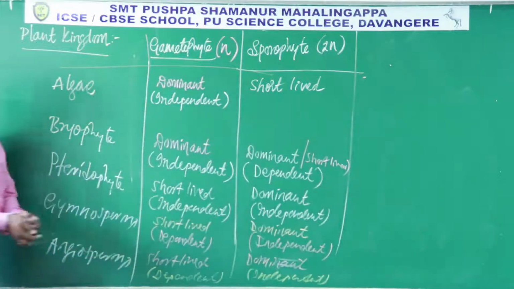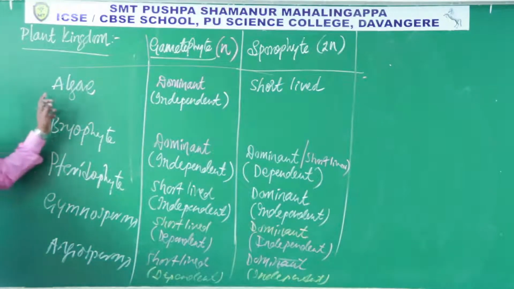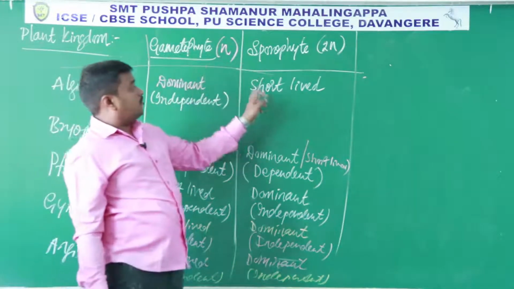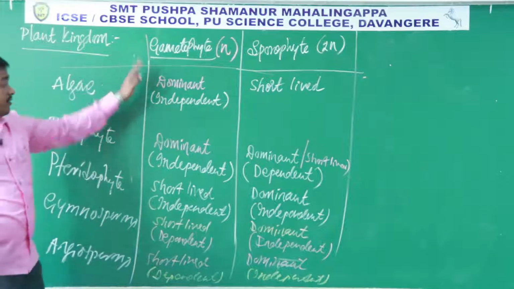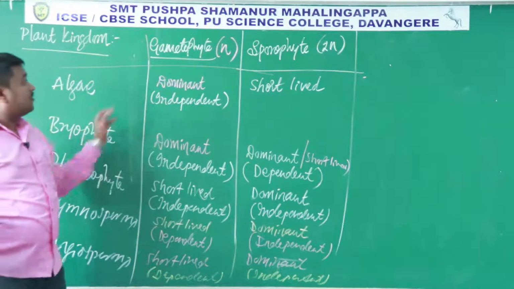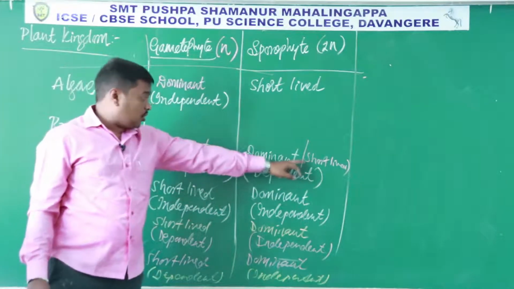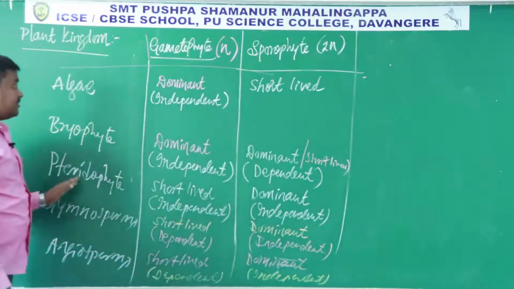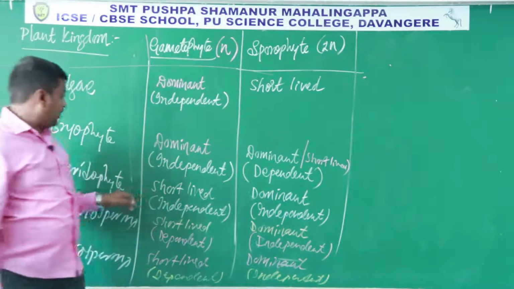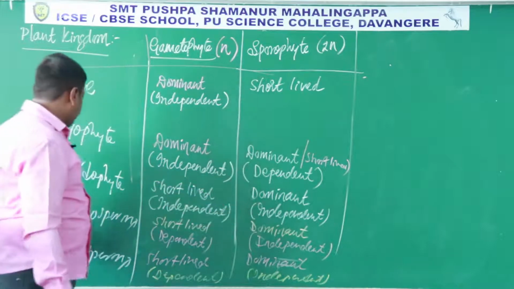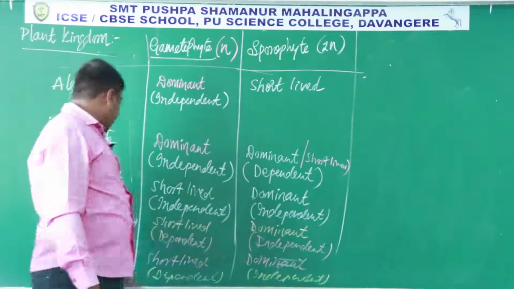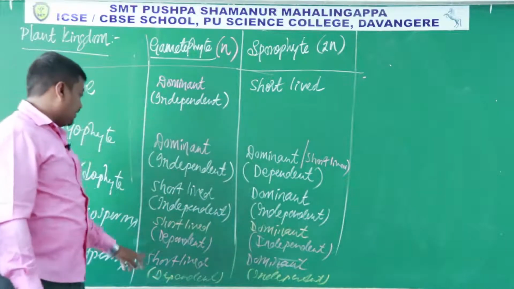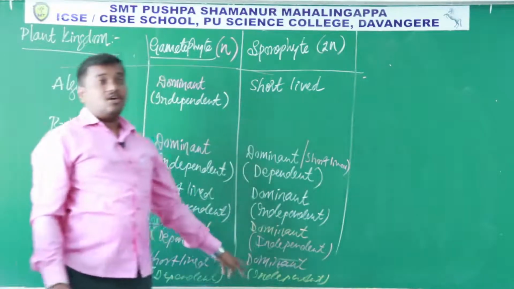Okay, you should remember this. In algae, gametophyte is dominant, sporophyte is short-lived. Whereas in bryophyte, the gametophyte is dominant and the sporophyte is short-lived or dominant. Whereas in pteridophyte, gametophyte is short-lived and sporophyte is dominant. In gymnosperm, gametophyte is short-lived, sporophyte is dominant, and in angiosperm, gametophyte is short-lived and sporophyte is dominant.